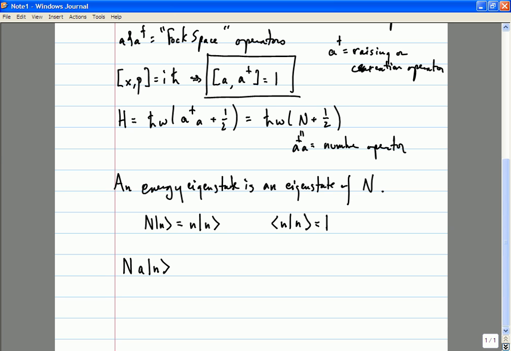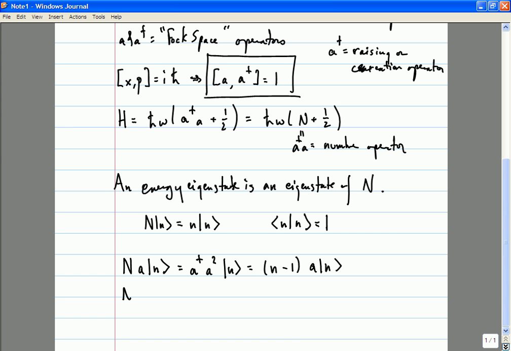So what is n times A acting on an eigenstate? Well, that's A dagger A squared acting on the eigenstate. And one can then go ahead and commute the A dagger through in order to see that this is n minus 1 times A acting on it. So the lowering operator A, as advertised, reduces the eigenvalue of the number operator by 1. That's just a consequence of the algebra.